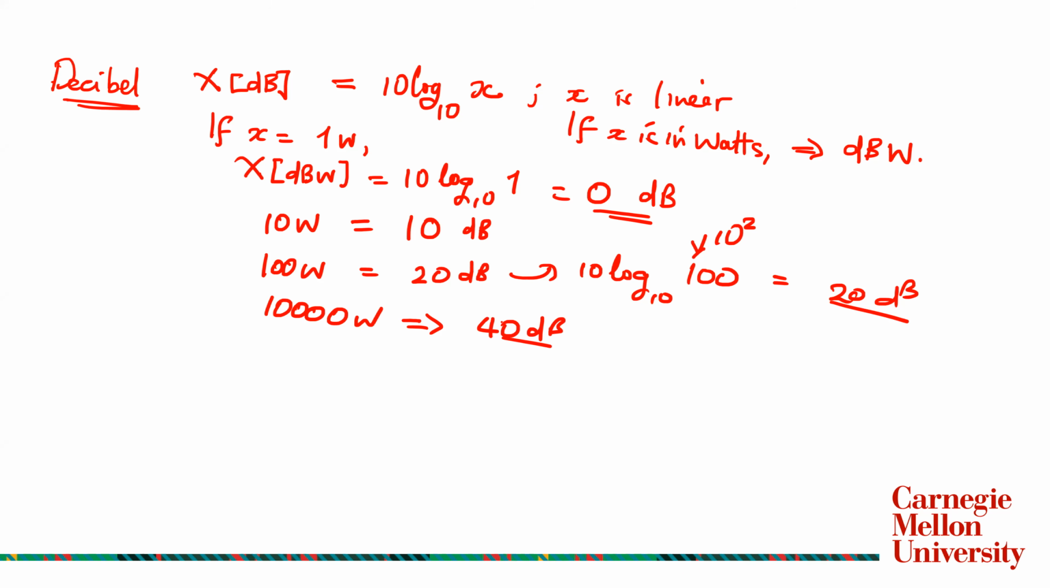Now, we don't say dBs. Don't say dBs in plural or decibels. We just say dB. Don't say 100 dBs, just say 100 dB.